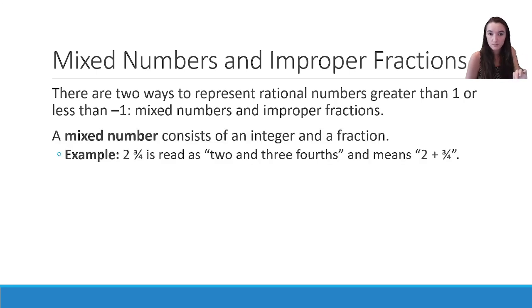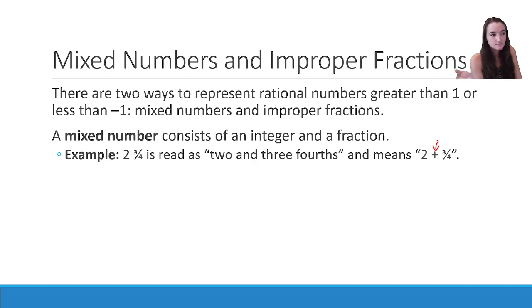A mixed number consists of an integer and a fraction. So 2 and 3/4 is read as 2 and 3/4, right? It's a whole number with a fraction next to it. This means 2 plus 3/4. Technically there's a secret addition happening in the middle there.